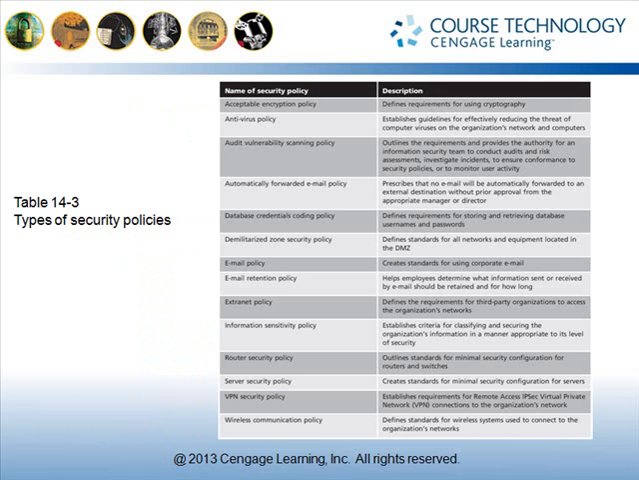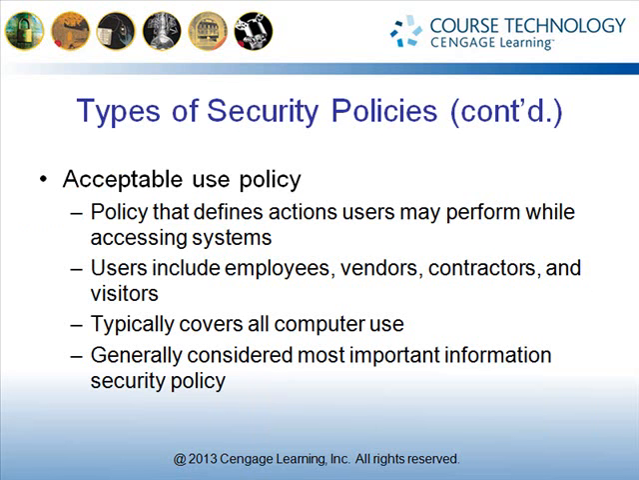And here's a table that lists the different types of security policies and their descriptions. Not all organizations would have all of these. So let's start with the security sub-policy of acceptable use policy, the AUP. An acceptable use policy is a policy that defines the actions users may perform while they're accessing the system and network equipment.